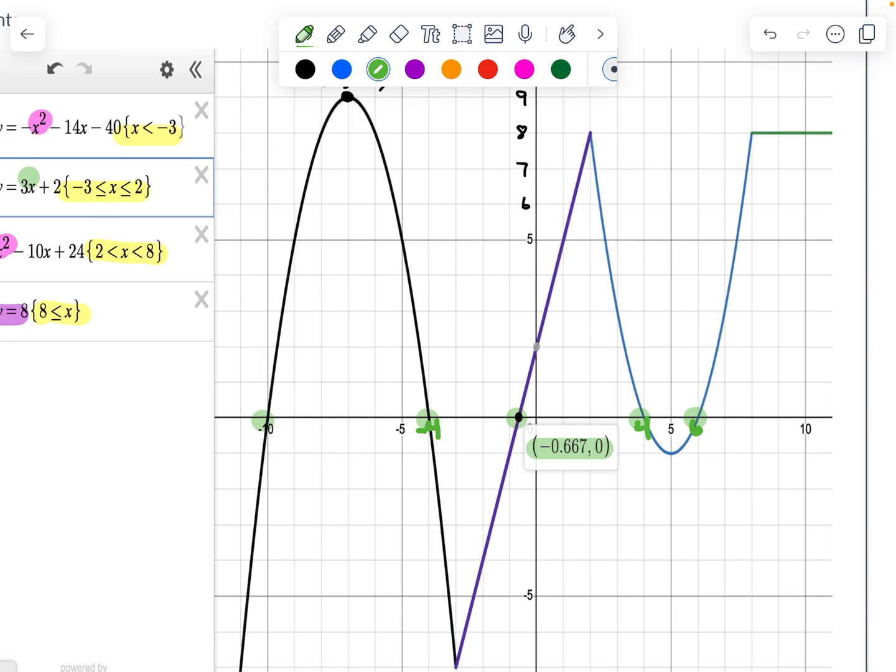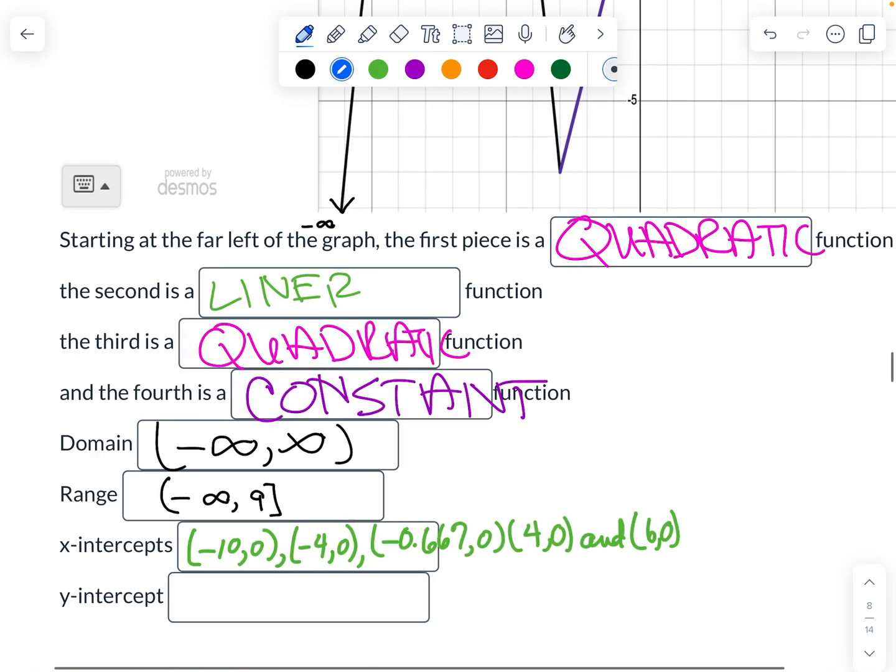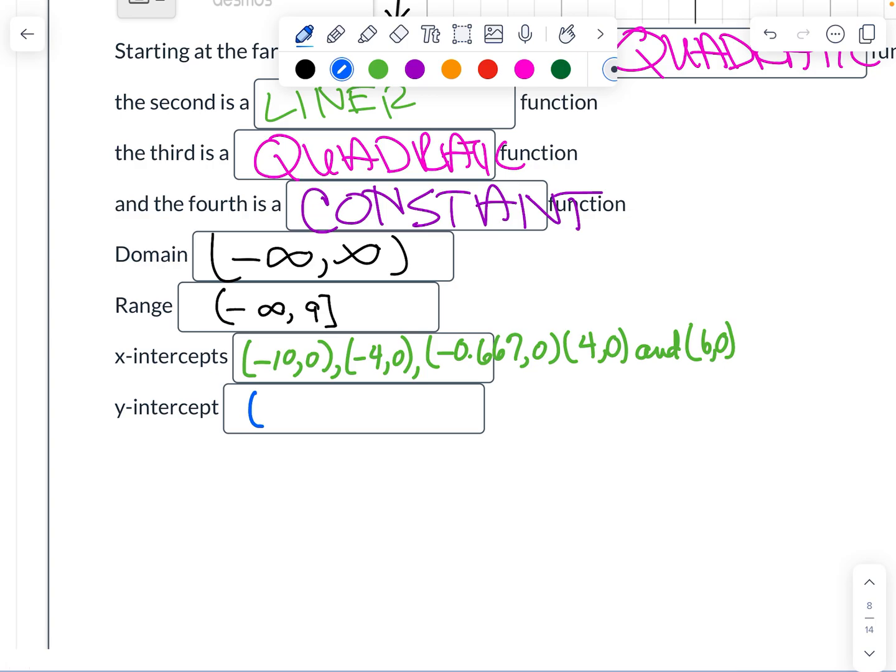Oh, and the y-intercept? The y-intercept is right here. And that would be the number 2. So the y-intercept is 0, 2.